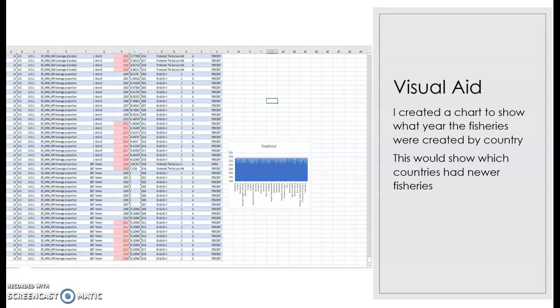For my visual aid, I did the country and then I did the time period that each one was made. And I did this to show which country made the fisheries the most recent. And so there you can see the lines of each of the countries and when each fishery was made.